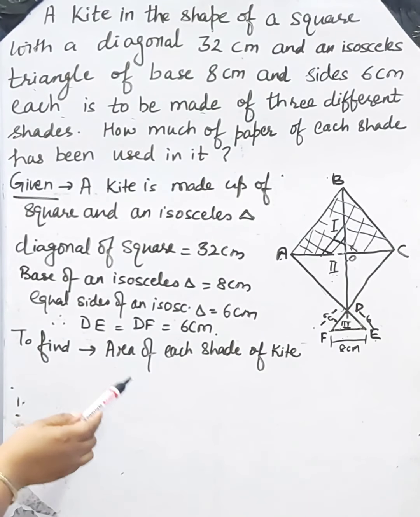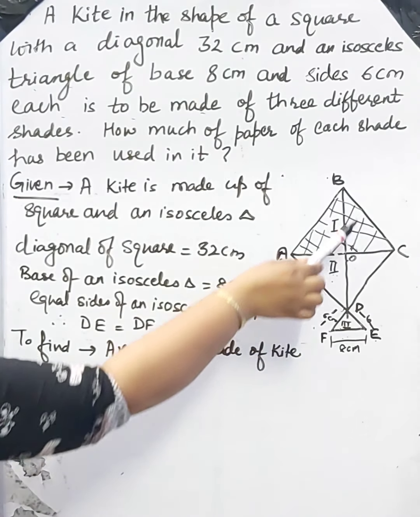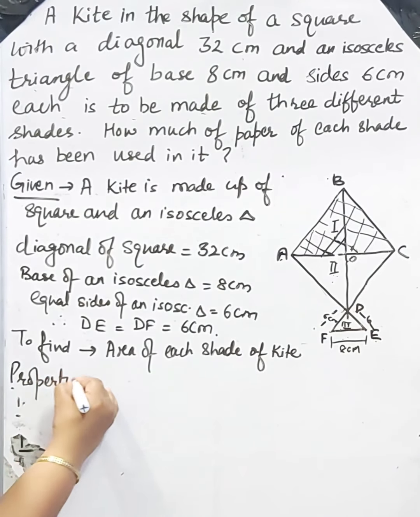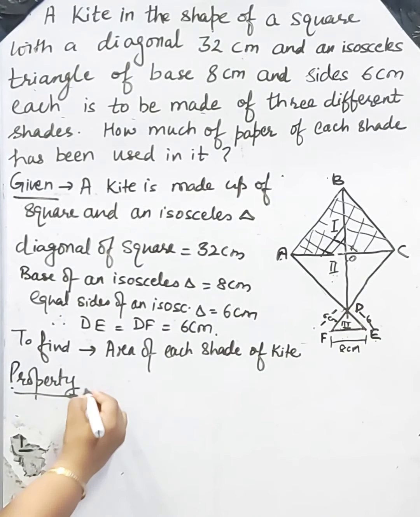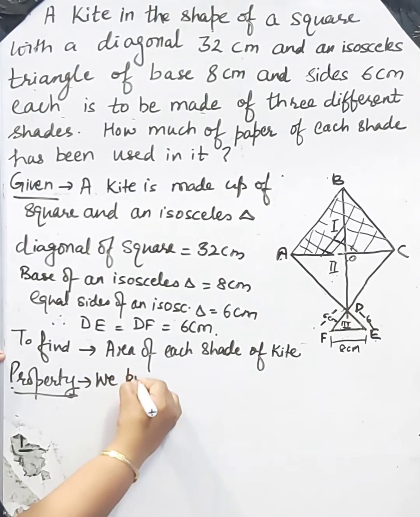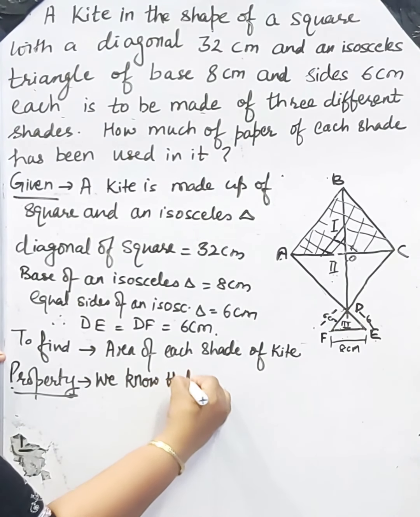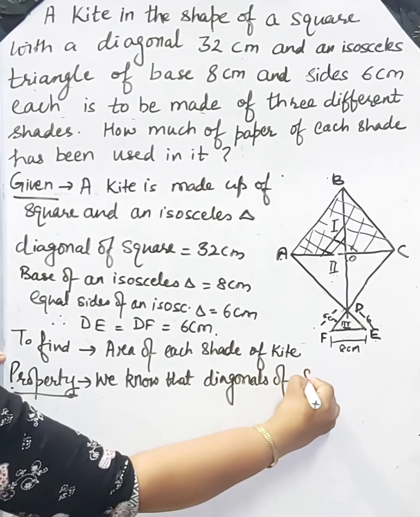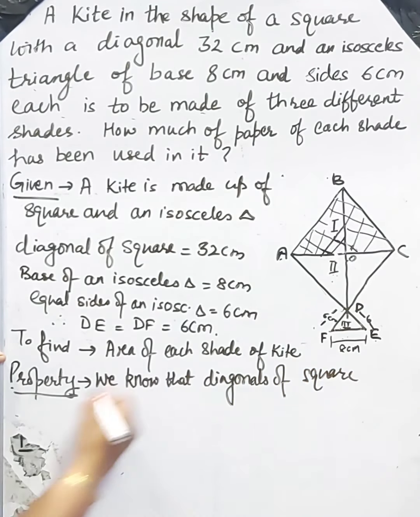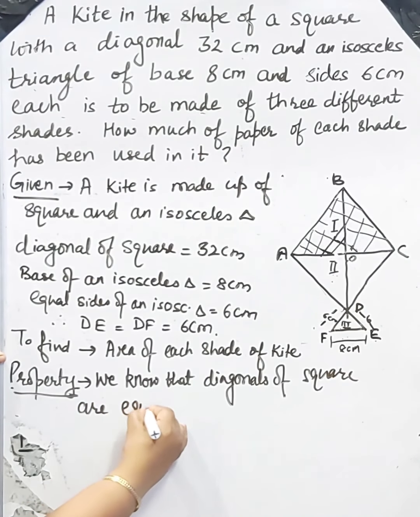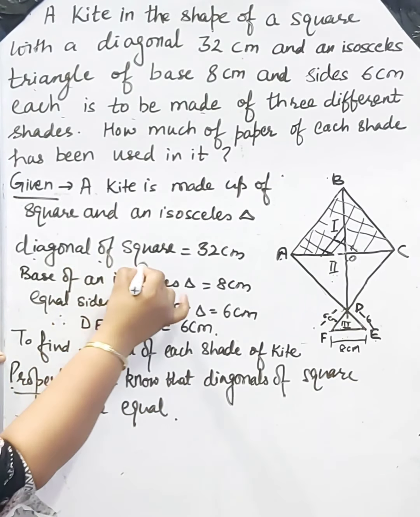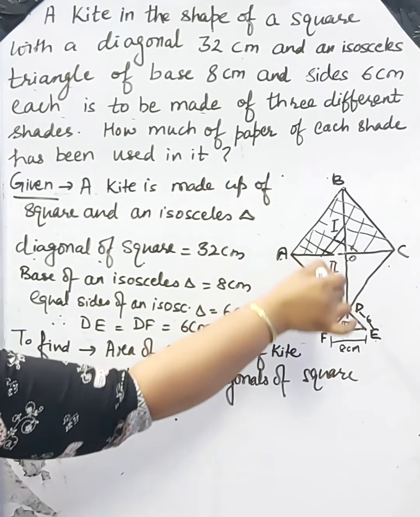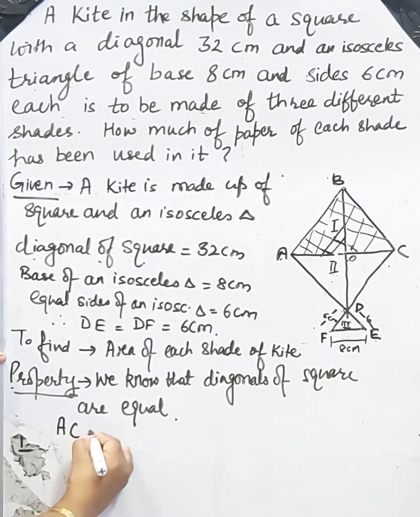Now to solve this question, we will use the diagonal property of a sphere. We know that diagonals of a sphere are equal, and it is given that the diagonal of the sphere is 32 centimeter. Therefore, we can write AC equal to BD equal to 32 centimeter.